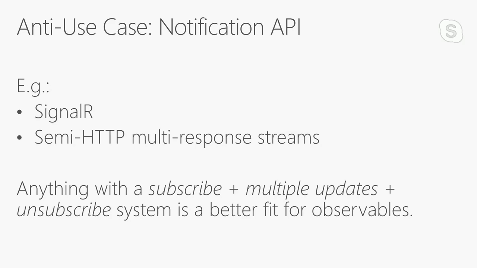Pretty much anything that follows this subscribe, one or more updates, unsubscribe kind of system is usually a better fit for observables because these APIs are naturally push-based. They're not naturally pull-based. Now, you can translate them to pull-based, but that would require some kind of producer-consumer queue. If you do go down that route, I recommend looking at channels. Channels are a producer-consumer system from Microsoft that's very modern and performant and async-friendly. So that's the one that I would recommend if you do need a producer-consumer queue like this.